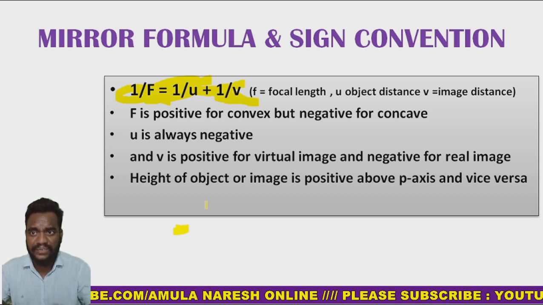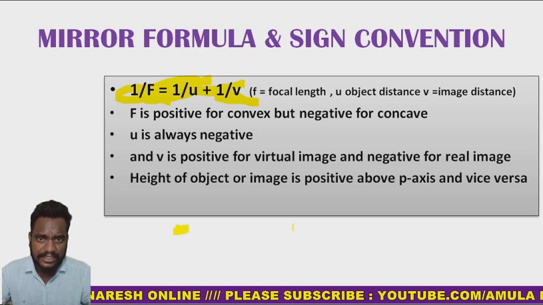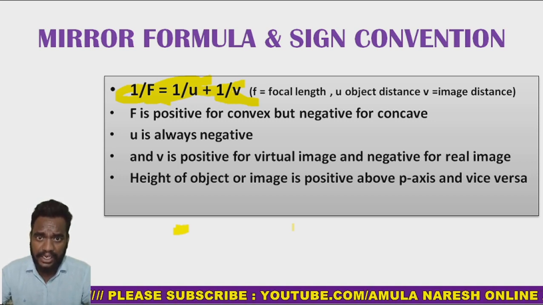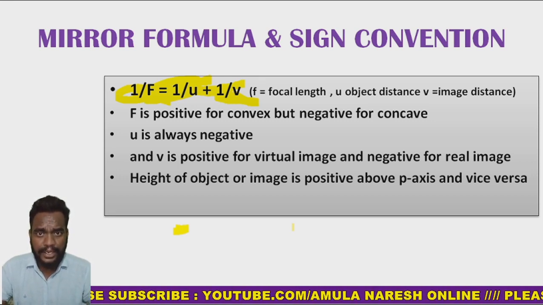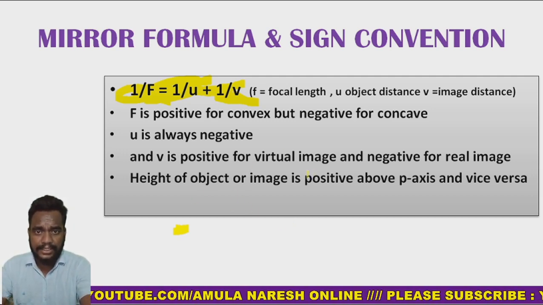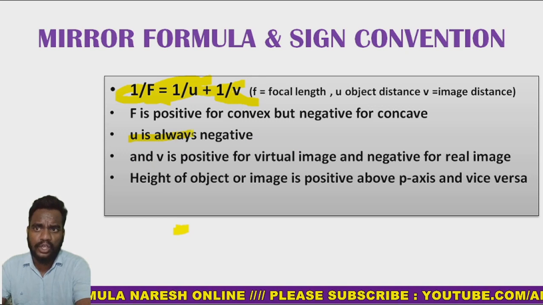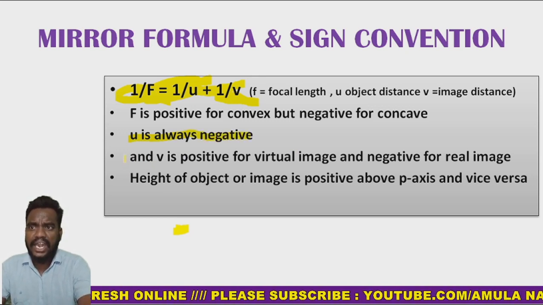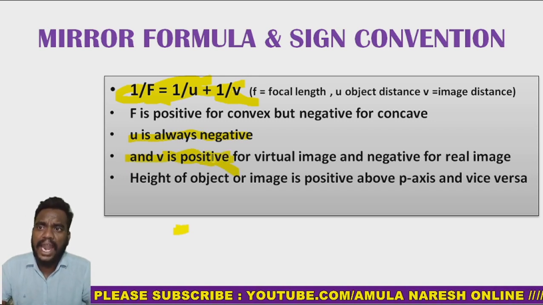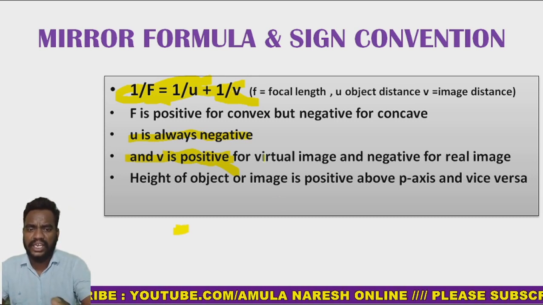So where is the reference point? The reference point must be the pole of the mirror, whether it is concave or convex. So all the distances should be measured from the pole. Second point, if the distance is opposite to the direction of incident light, then it is negative. If it is in the direction of incident light, then it is positive. So in case of concave mirror, focal length is negative. In case of convex, it is positive. And object distance u is always negative because it is opposite to the incident light. And v is taken as positive if it is a virtual image, in convex mirror or concave mirror, and it is taken as negative if it is a real image. So these are the rules of sign convention and the mirror formula.